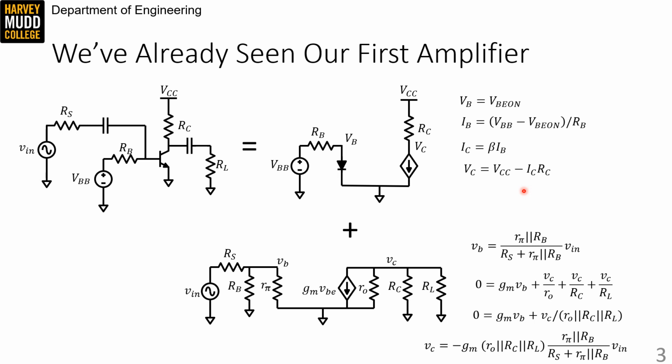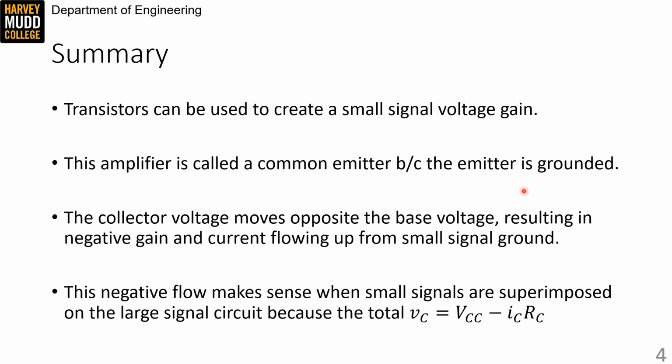So in summary, transistors can be used to create a small signal voltage gain, which we saw in the final expression on the last slide. This amplifier is called a common emitter because the emitter is grounded. The collector voltage in a common emitter moves opposite the base voltage, which results in a negative gain, and it has this weird effect of making current flow up from ground through a couple of resistors in the small signal model. But that negative current flow and negative voltage shift, or negative voltage gain, makes sense when you superimpose the small signals onto the large signal circuit, because the total signal collector voltage is equal to VCC minus ICRC.